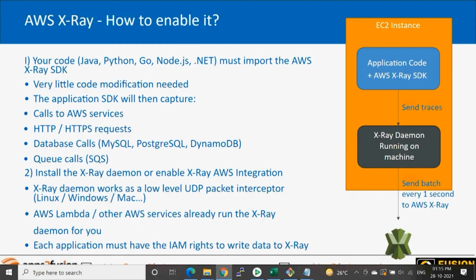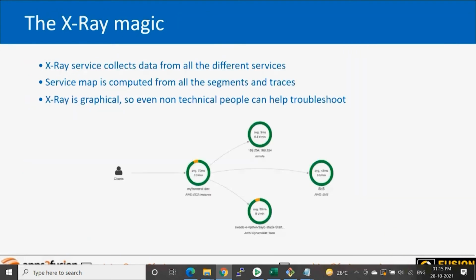X-Ray is graphical, so even non-technical people can use it to help troubleshoot. If X-Ray is not working on EC2, make sure that the EC2 IAM role has the proper permissions. Ensure the EC2 instance is running the X-Ray daemon.